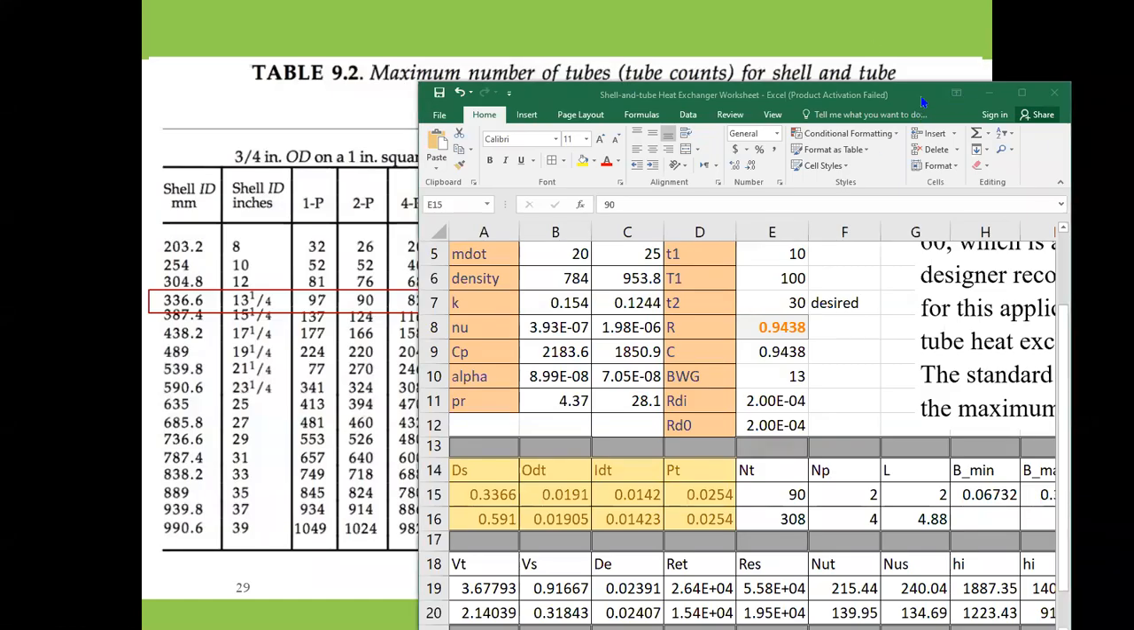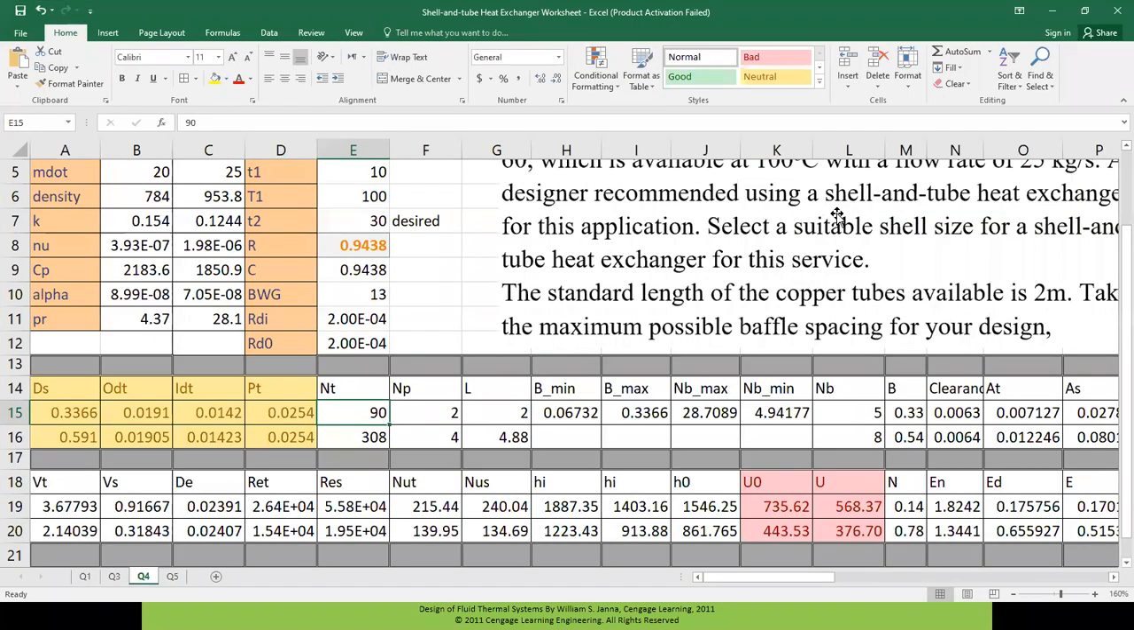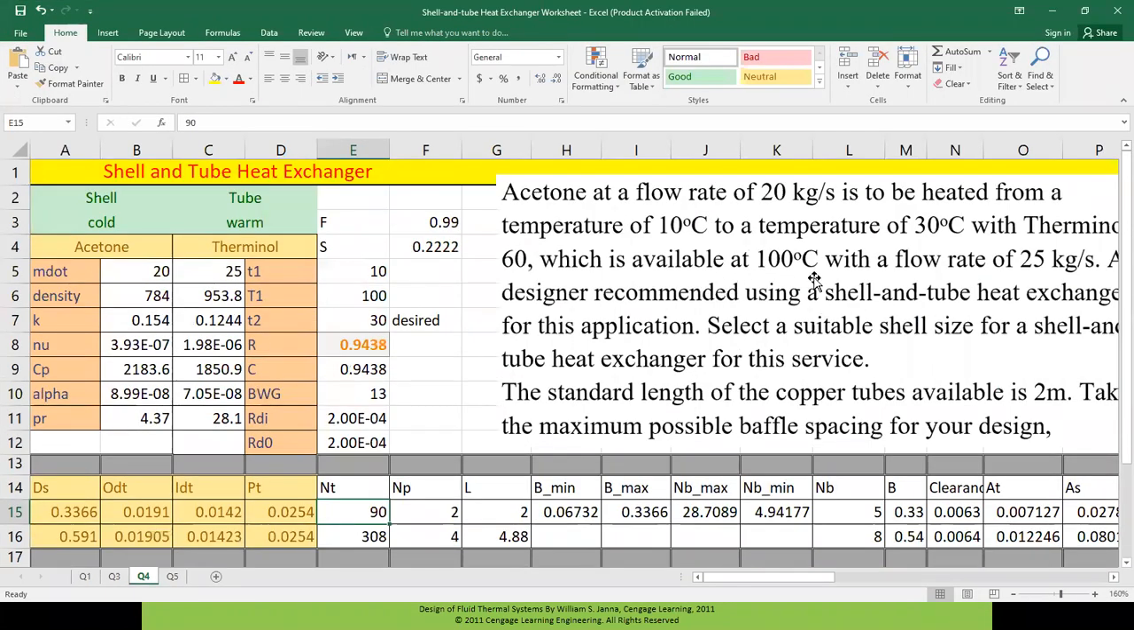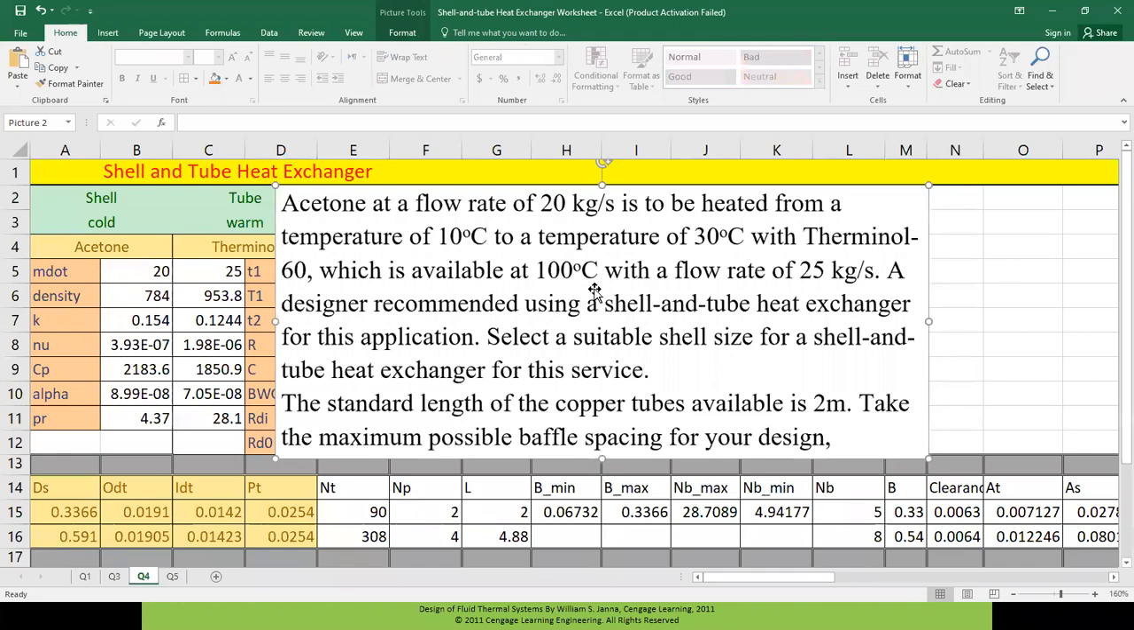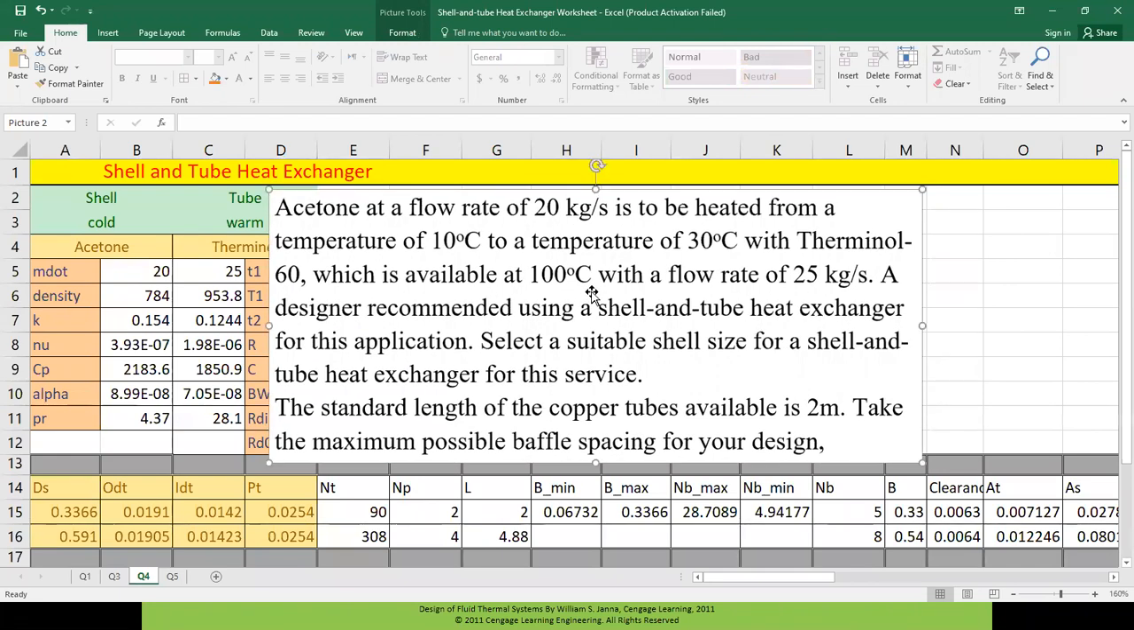Okay, so let's just summarize this. This is the problem. Can you see my screen? Yes, Dr. Roy. Okay, so quickly I'm just summarizing it. This is the problem that was given.